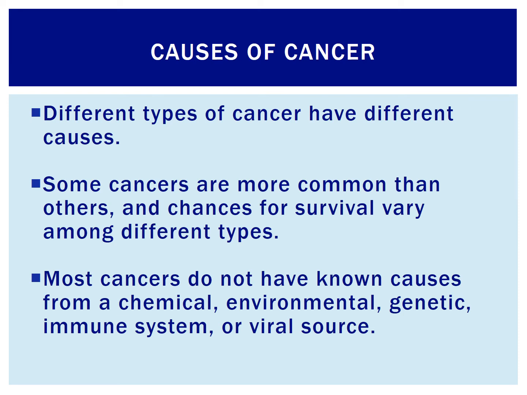Different types of cancer have different causes. Some cancers are more common than others, and chances for survival are different for each type of cancer. Most cancers do not have known causes from a chemical, environmental, genetic, immune system, or viral source. Question: are scientists trying to find what causes cancer? Answer: yes. Scientists are trying to identify what can cause cancer, but most cancers cannot yet be explained.